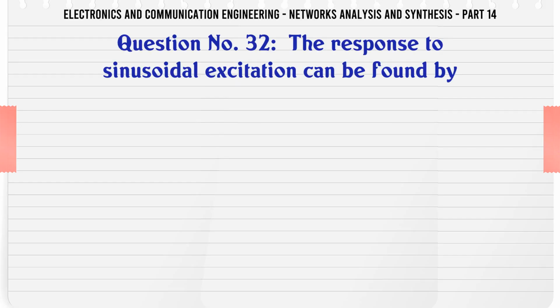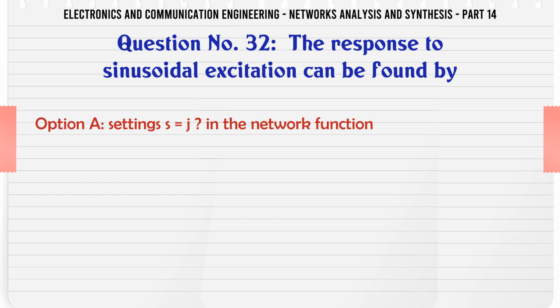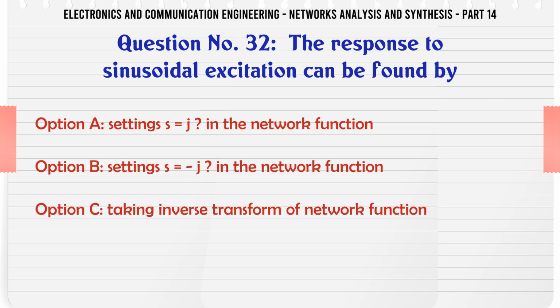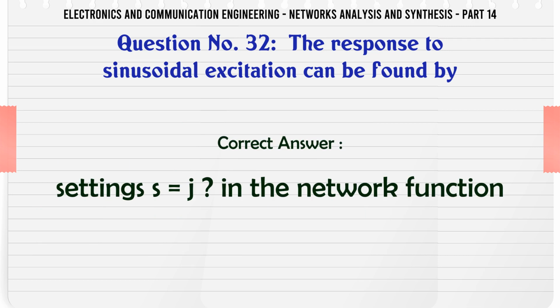The response to sinusoidal excitation can be found by: A, setting s = jω in the network function; B, setting s = jω in the network function; C, taking inverse transform of network function; D, none of the above. The correct answer is setting s = jω in the network function.